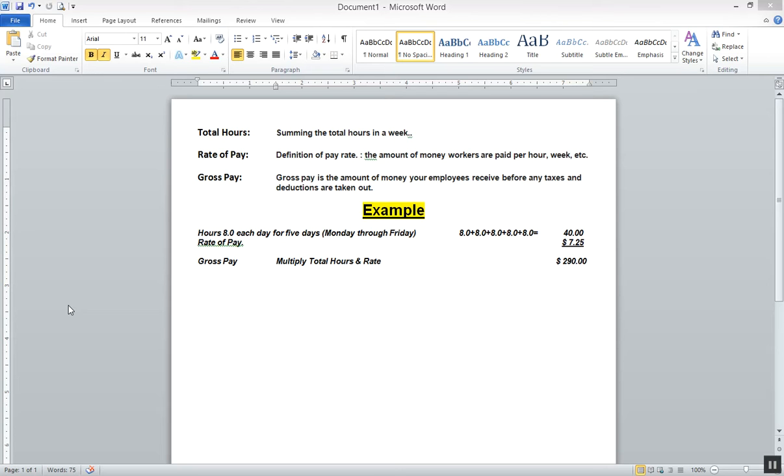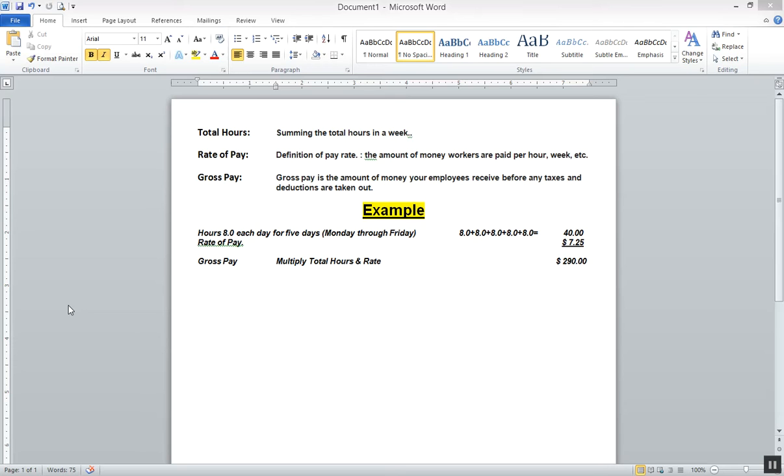And then last but not least is something called gross pay. Gross pay is the amount of money that employees receive before any taxes or deductions are taken out. Maybe that's why they call it gross pay, because what you actually make and then what you actually take home is pretty gross. But anyway, what we do to get gross pay is we take the hours worked for that week, multiply it by the rate of pay.